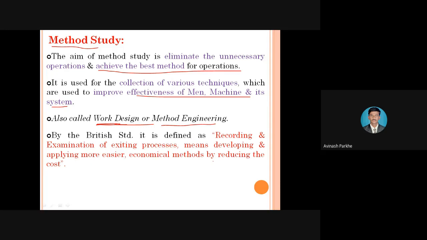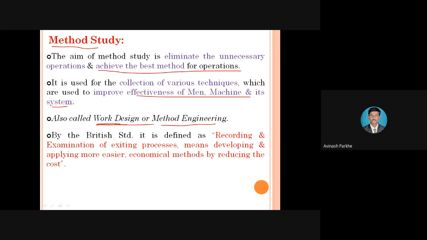Then I will conduct some examinations and some tests, and I will check whether that process works in an effective manner or not. If it is not working effectively, I will make some modifications in that process, eliminate some unnecessary operations, and after that I will develop the easiest economical method. But while developing that easiest and economical method, we have to focus on cost reduction also.